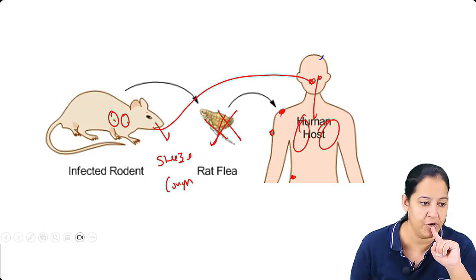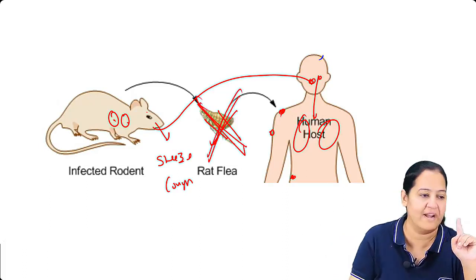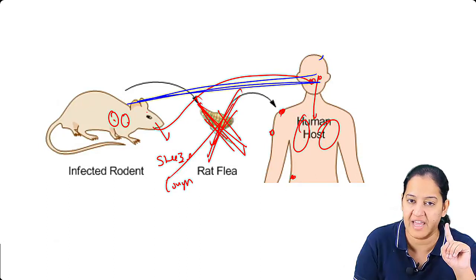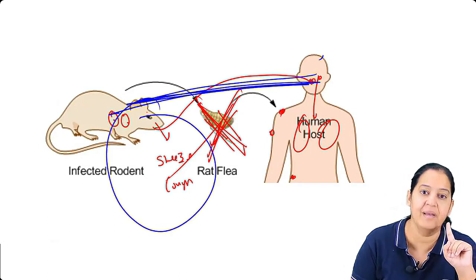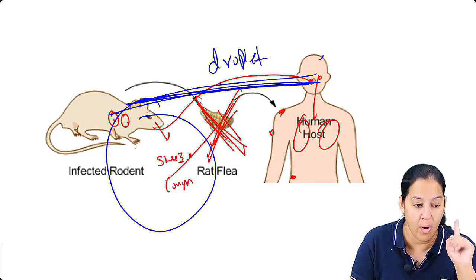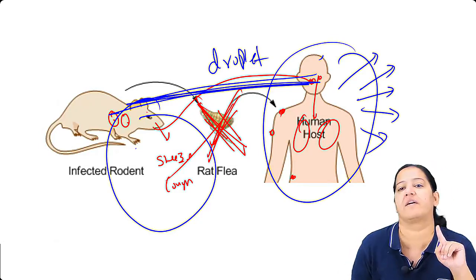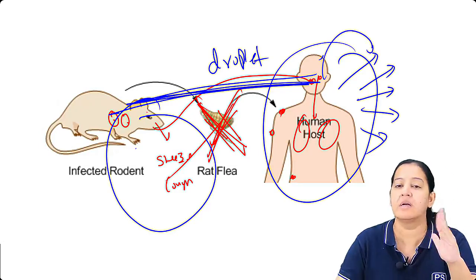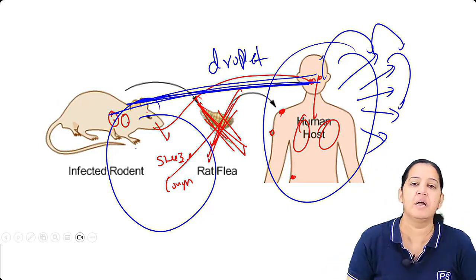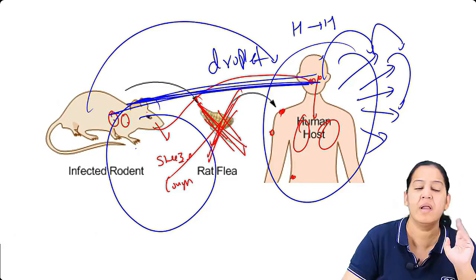Say yes, you got my point? So the human is in close contact with the infected animal, not via the rat flea. Here the rat flea is not involved. The animal transmits the infection to the human via droplet. Once it occurs in the human, it will occur from human to human, because this human will cough and give it to another, and the other will cough and give it to another, like TB. So most of the transmission is from human to human, but the first time it comes from rodent to human and then human to human.